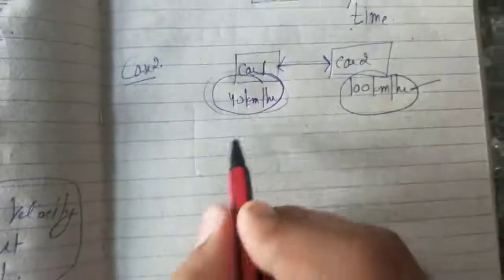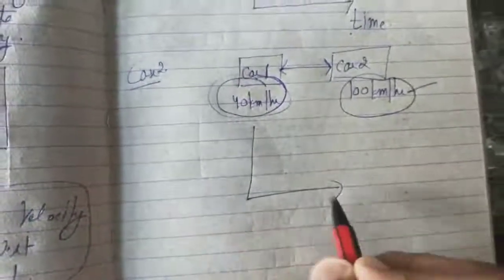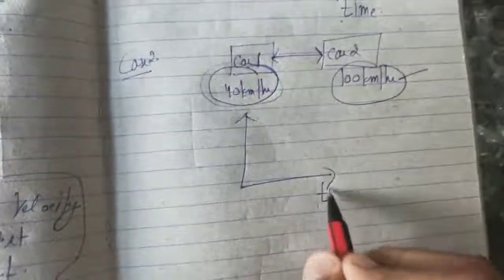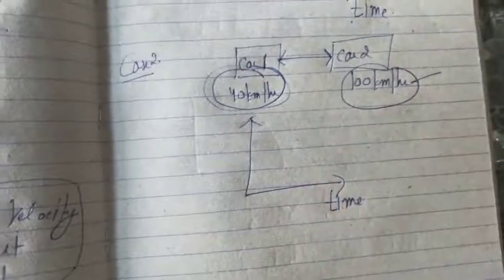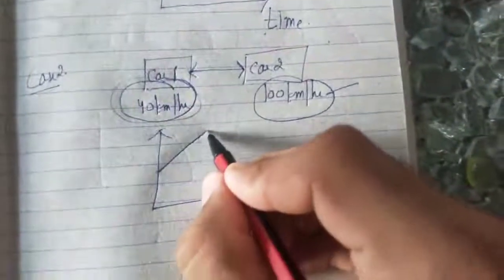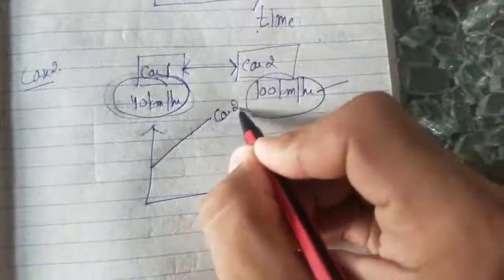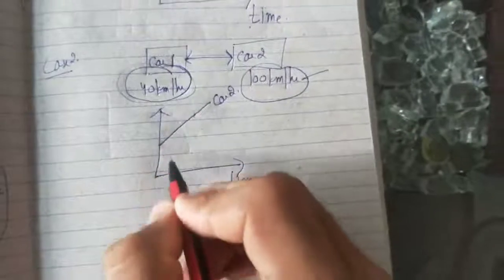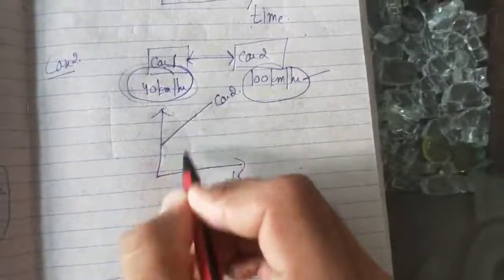So what will be the shape of the graph? The shape of the graph will be like this. Here it will be time. Car number 2 is moving with very high speed, so its slope will be sharp like this. Car number 2 is covering more distance in very little time.